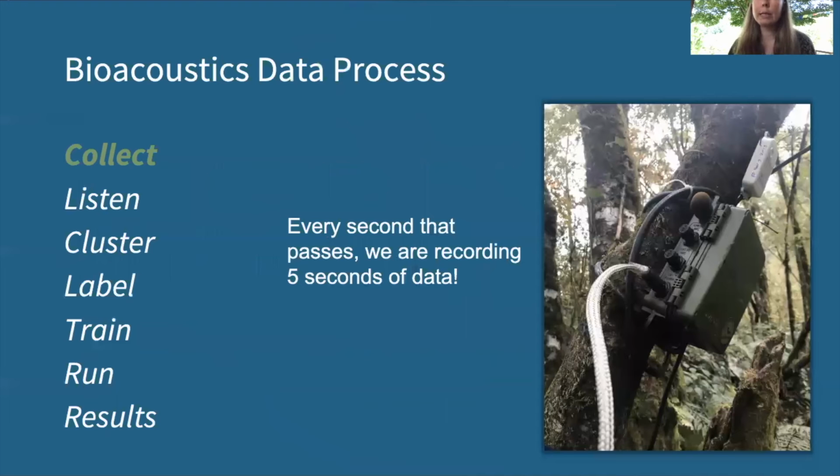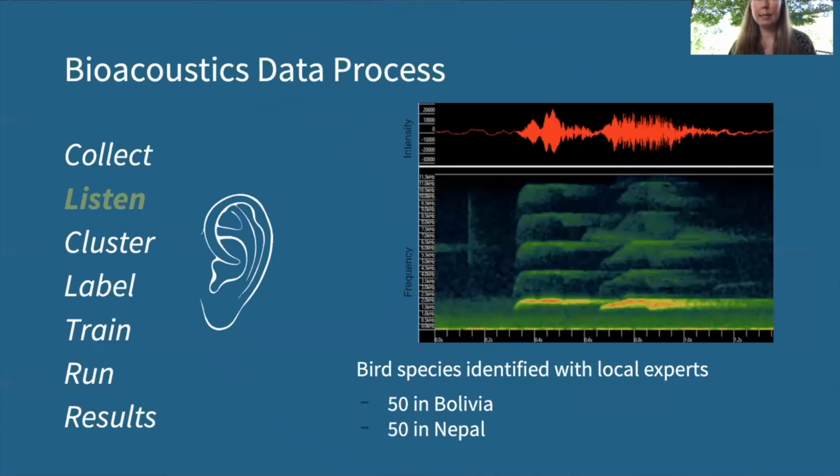So our bioacoustic data process is to collect the data. For every second that passes, we're recording 5 seconds of data. Then listening to the data. So this shows a spectrogram of the data. So we listen and look at the data. Not all of it, because that would be overwhelming, but bits of the data. On the x-axis, you can see time, and on the y-axis, frequency, and then intensity. So with the help of local experts, we've identified over 50 species of birds in Nepal and in Bolivia.